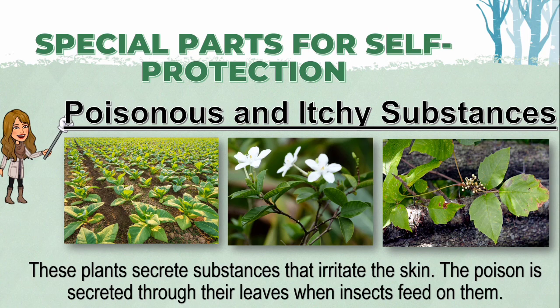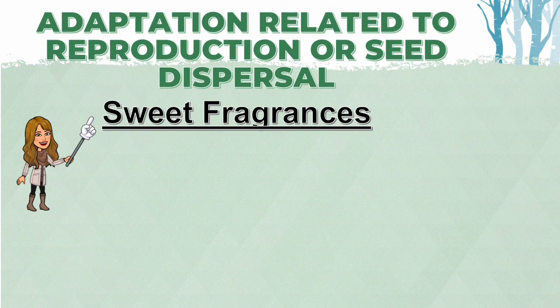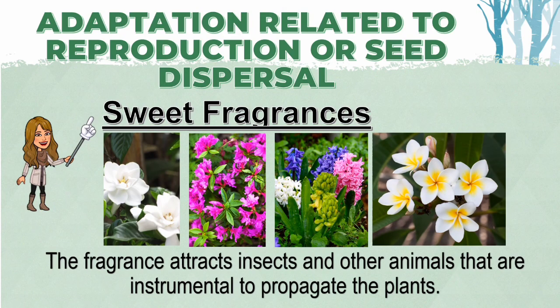Okay? Next, the second one is the adaptation related to reproduction or seed dispersal. Under adaptation related to reproduction or seed dispersal is the sweet fragrances, mababango. Some of the examples: the fragrance attracts insects and other animals that are instrumental to propagate the plants. So, best example of these insects is the bees and the butterflies. So, once they touch the flower and move to another flower, that is the time to propagate the plants.